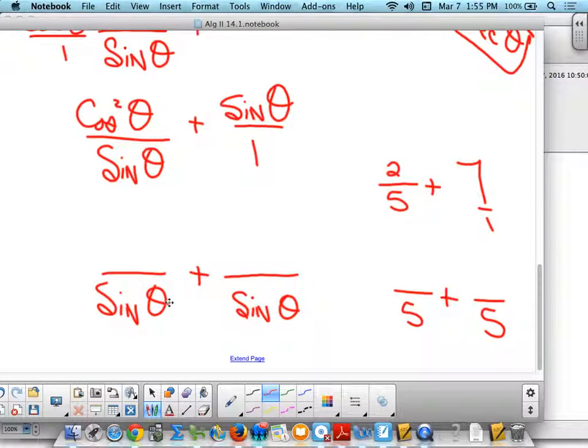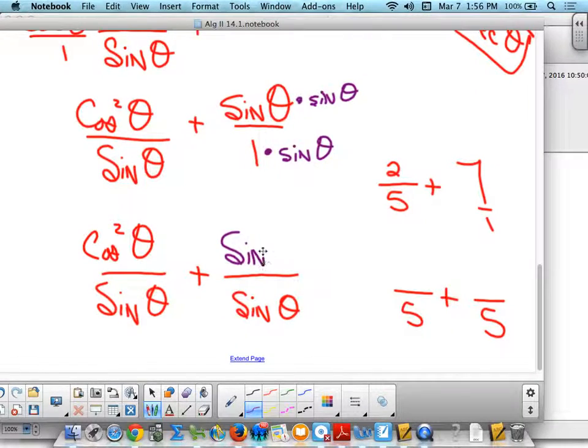This fraction does not have to change. It's over sine already, just leave it. Good? This fraction, sine over 1, needs to change to something over sine. How do you get 1 to become sine? Multiply by what? Sine. Sine of theta times 1 is sine of theta. Do the same on top. Sine of theta times sine of theta. Sine of theta what? Squared.